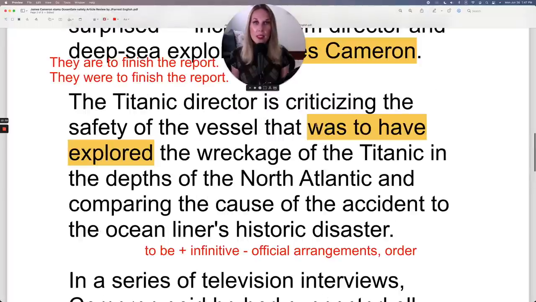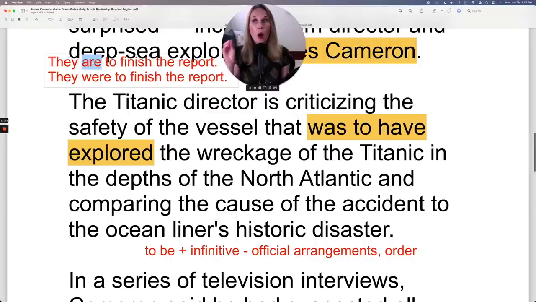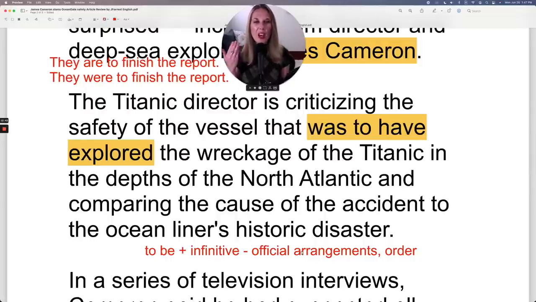So that's an advanced sentence structure. You can do some practice with that in the comments. Why don't you share one thing that you are to do? But do remember that this is used more in official arrangements and orders, and it isn't as common in everyday speech.